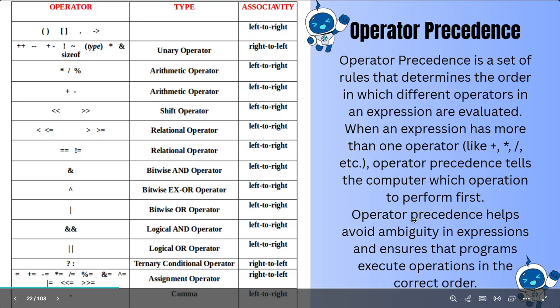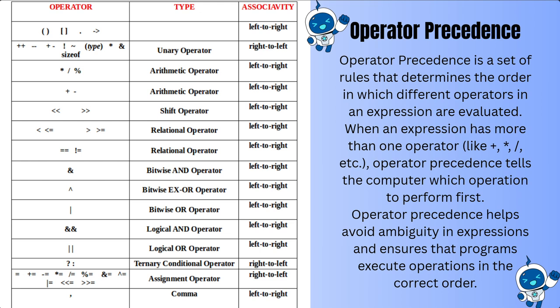Moving on, we have operator precedence. Operator precedence is a very important topic. It is basically the set of rules which determine the order in which the different operators in an expression are evaluated. When an expression has more than one operator, such as plus, minus, multiply, divide, operator precedence tells the computer which operation to perform first.